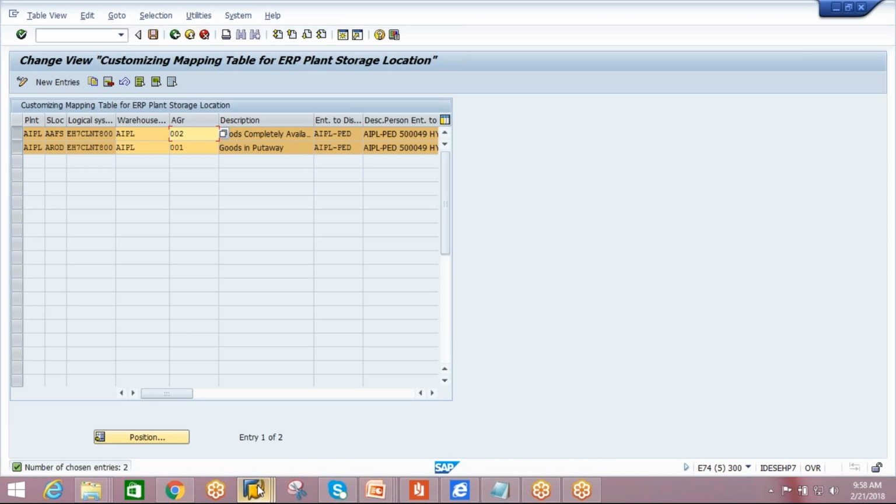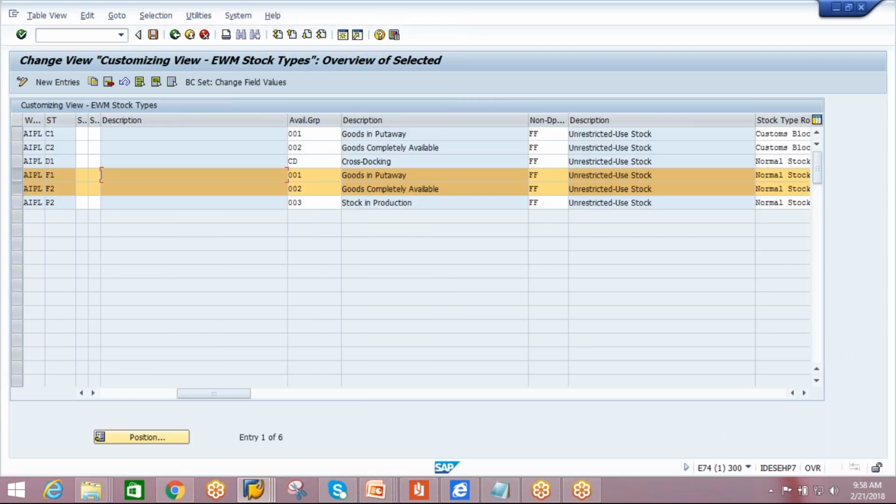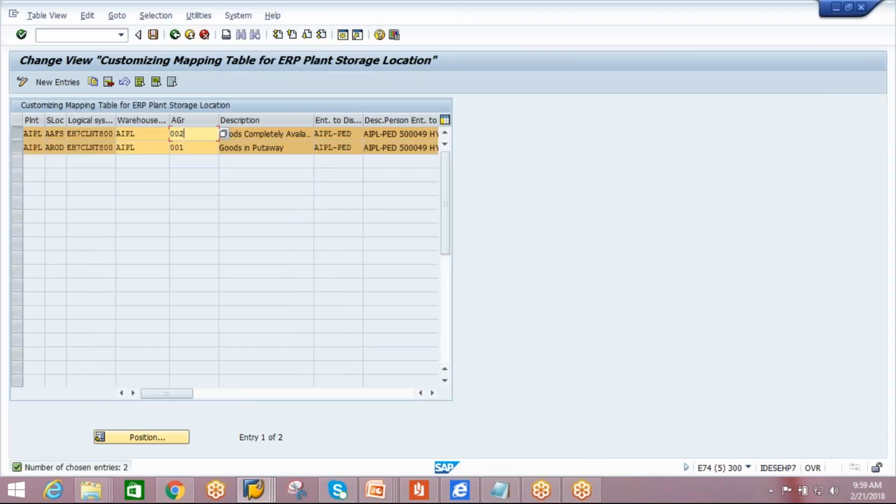Meanwhile, this availability group is dividing FF non-location stock type into F1 and F2. Whenever I have the stock type F1, that is updating into one storage location with the help of this availability group. Now my question is, is it not possible to have multiple availability groups in a single storage location? We can check. We create one custom availability group, and we can check.